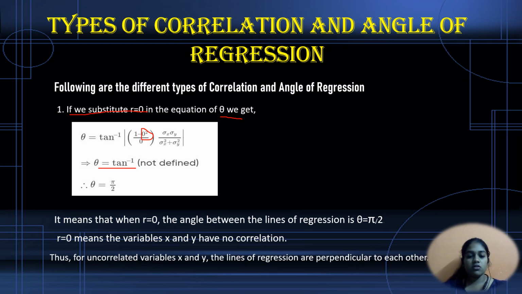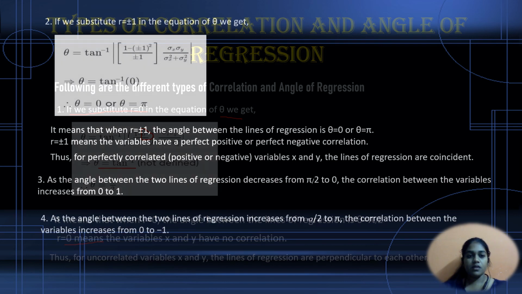It means r is equal to 0. The angle between these lines of regression, theta, is equal to pi by 2. So r is equal to 0 means the variables x and y have no correlation.